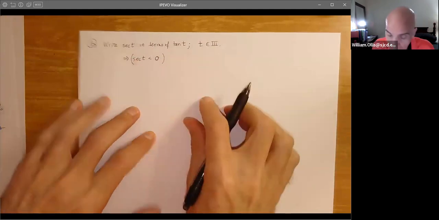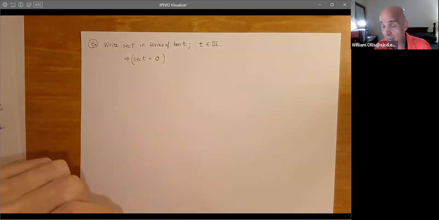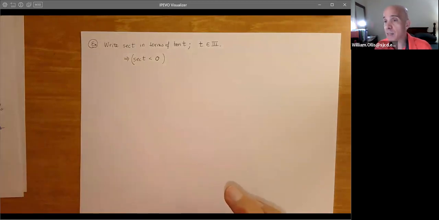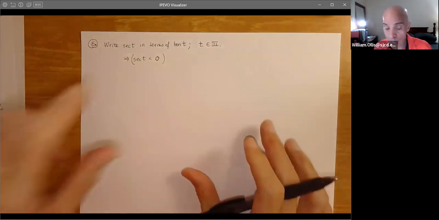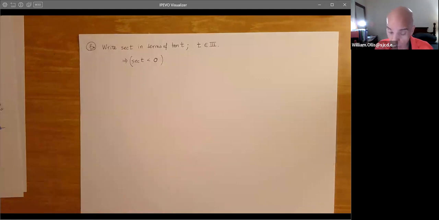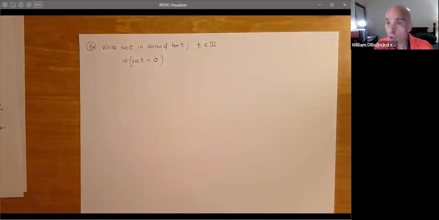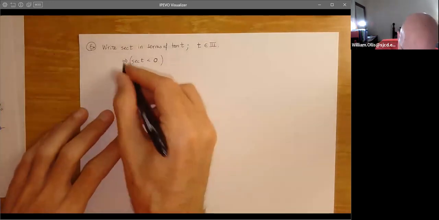Again, if t is in the third quadrant, then we know that the value of x, which defines the terminal point and defines cosine, is less than 0. And of course, its reciprocal would be less than 0. So now we're good to go. Whatever expression we have for secant, it should reflect the fact that its value is less than 0. Okay, that's important.